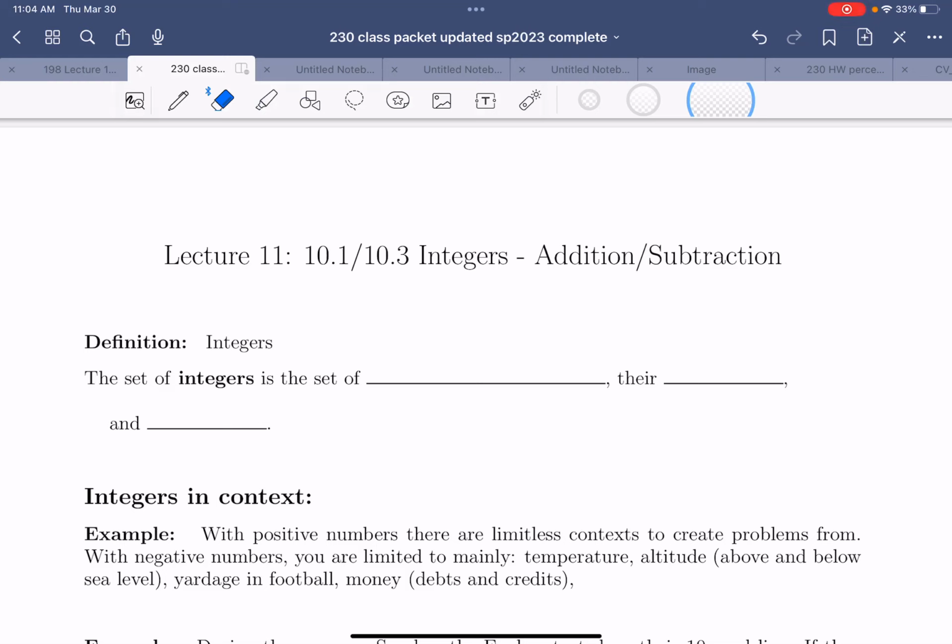Hi there, this is lecture 11. We are wrapping up chapter 9 and moving on to new things in chapter 10.